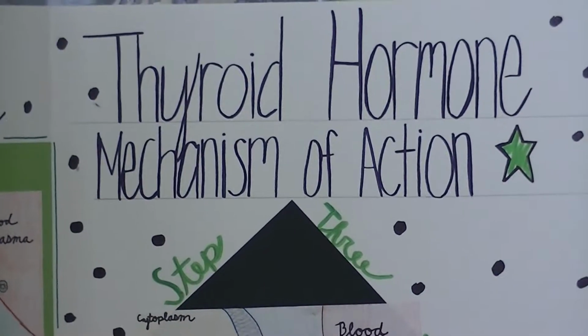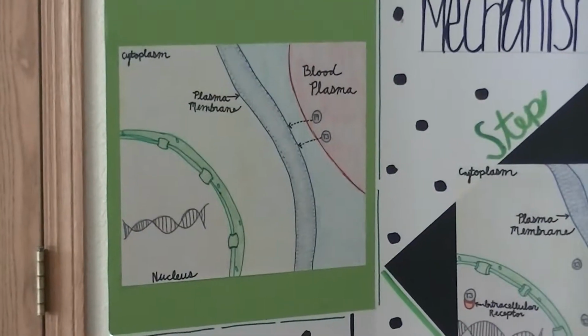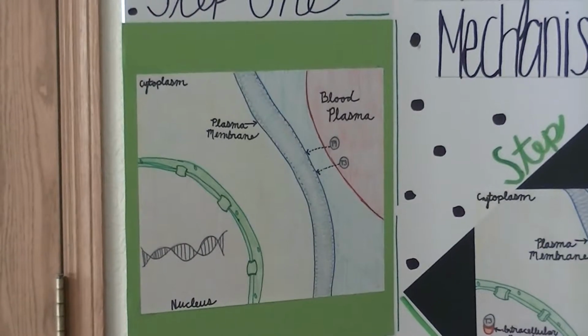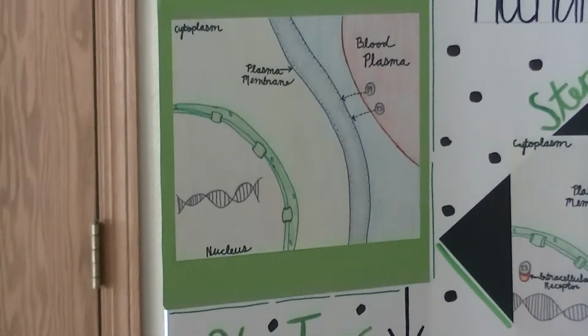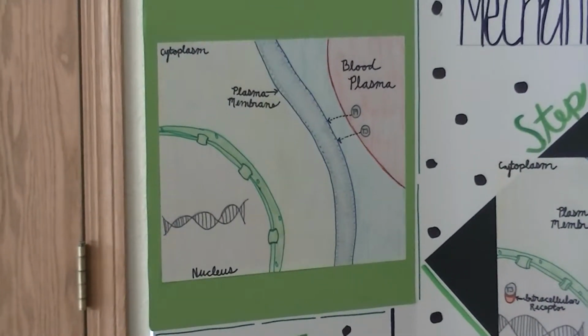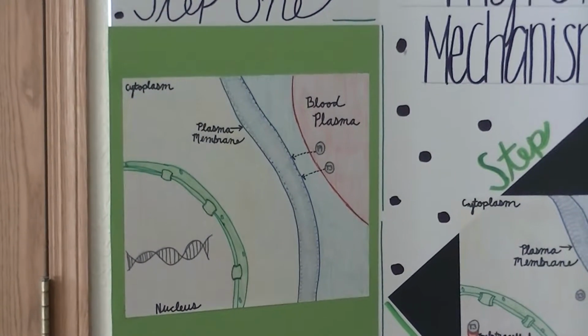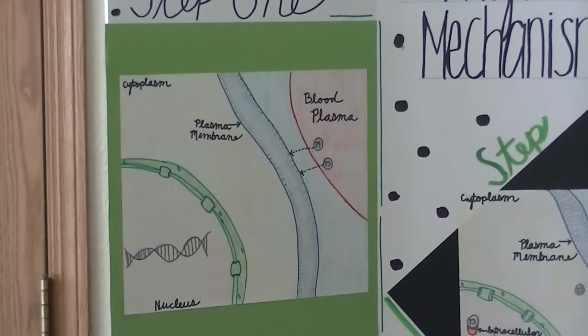Thyroid hormone mechanism of action. Step 1. Hormone classifications are dependent on their chemical structure and solubility. You have lipid-soluble and lipid-insoluble. Specifically, thyroid hormones and steroid hormones are common examples of lipid-soluble hormones.